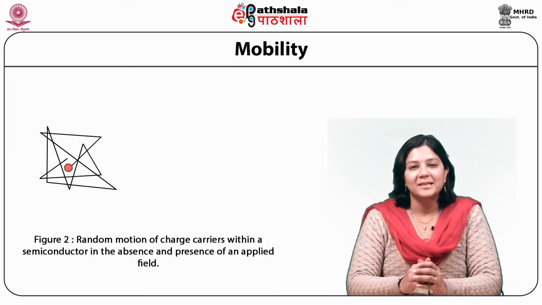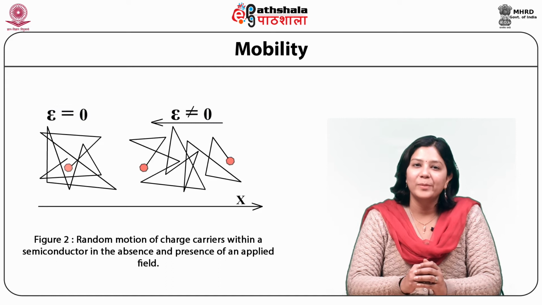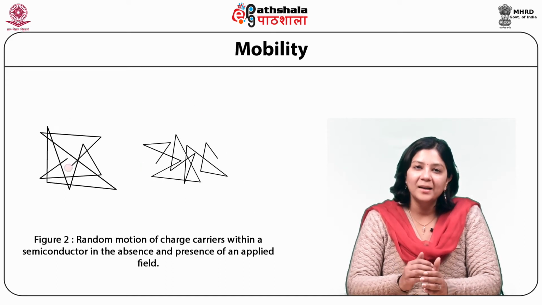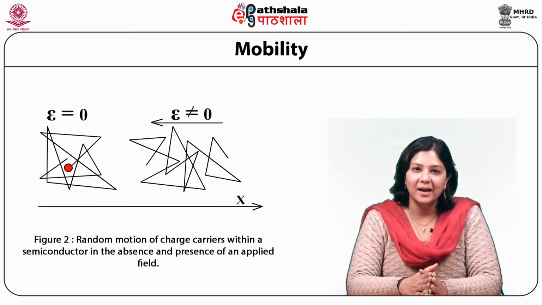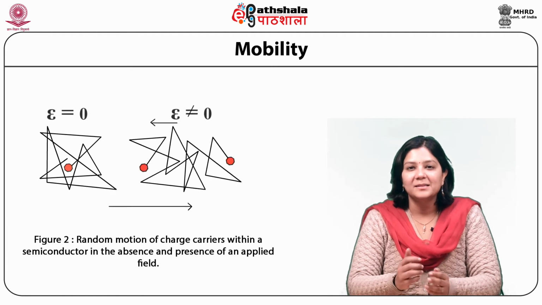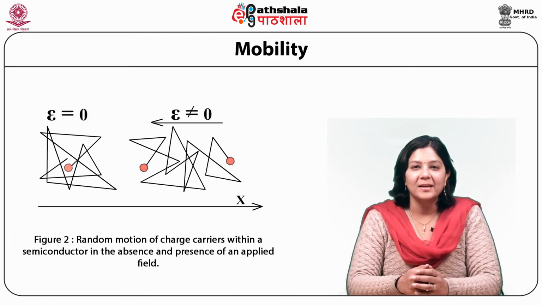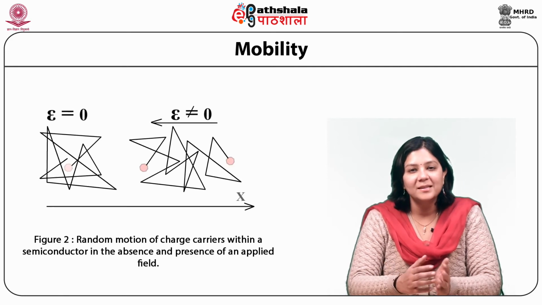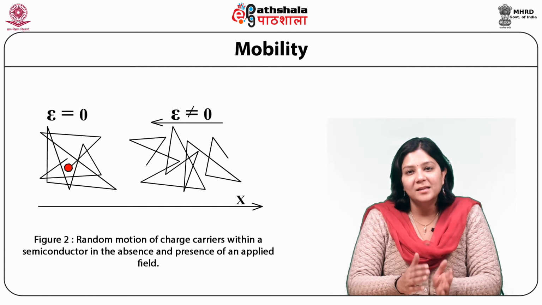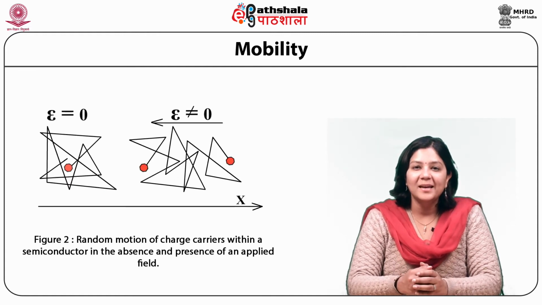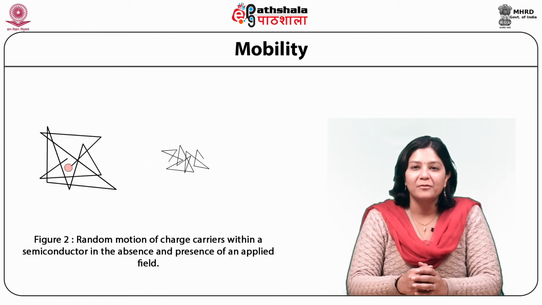So now students, let us understand what mobility is. While moving through the semiconductor, the particles do not travel in a straight line along the applied electric field. These particles experience several scattering events which continuously change their direction of motion in the semiconductor. This motion of charge carriers can even occur when no external field is applied, under the influence of room temperature thermal energy.